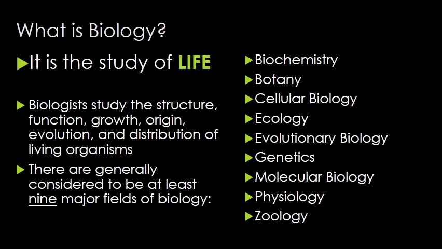Biochemistry is the study of the material substances that make up living things. Botany is the study of plants, including agriculture. Cellular biology is the study of the basic cellular units of living things. Ecology is the study of how organisms interact with their environment. Evolutionary biology is the study of the origins and changes in the diversity of life over time.